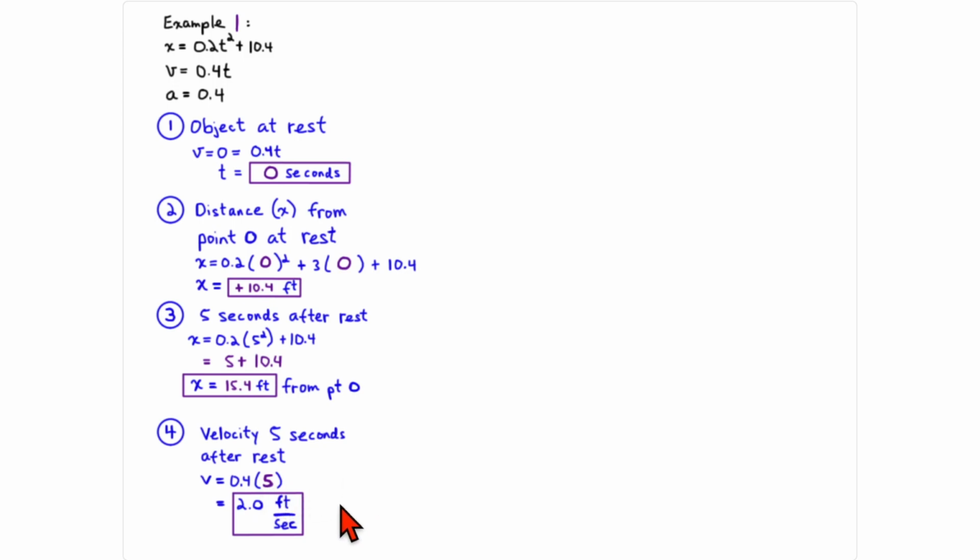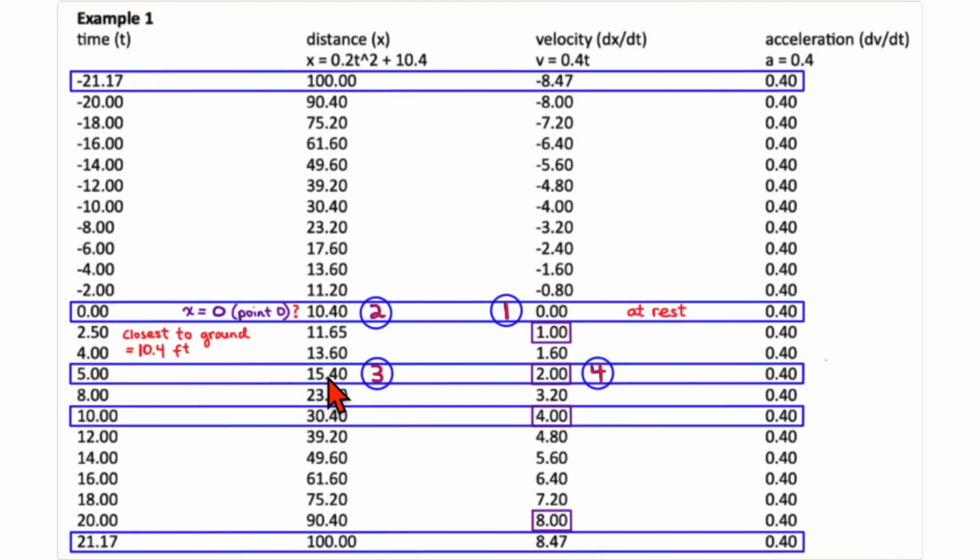So 1 over 2.5 times 5, which is 5 divided by 2.5, is equal to 2. So every 2.5 seconds, that body moves 1 foot per second faster. In 2.5 seconds, it's at 1 foot per second. At 5 seconds, it's at 2 feet per second. At 7.5 seconds, it's at 3 feet per second. And at 10 seconds, it will have an instantaneous velocity of 4 feet per second. So at 5 seconds, the distance traveled is 15 4/10 feet, and the instantaneous velocity is 2 feet per second.